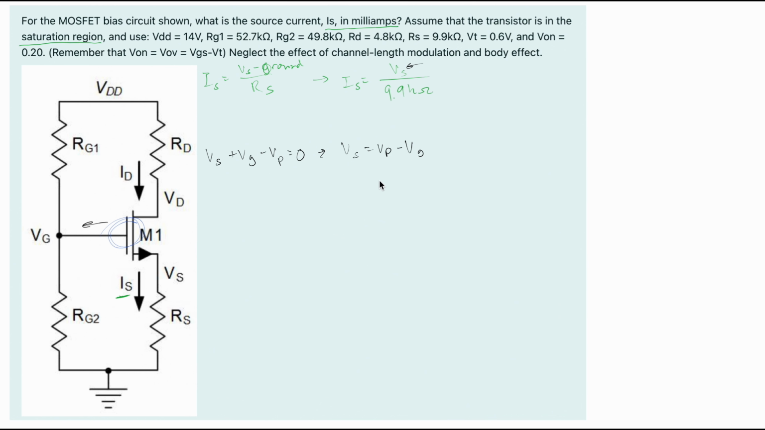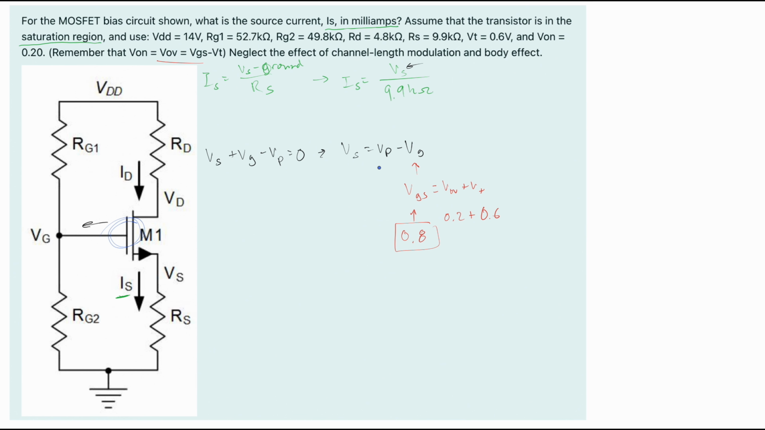And looking at this, we need to find what these VD and VG are. Well, VG is pretty simple. It's going to be VGS for this, our gate source. And our gate source is going to be equal to, if we look up here, our VOV plus our VT. And our VOV is 0.2 plus our VT, which is 0.6. So we're going to have a 0.8 here.